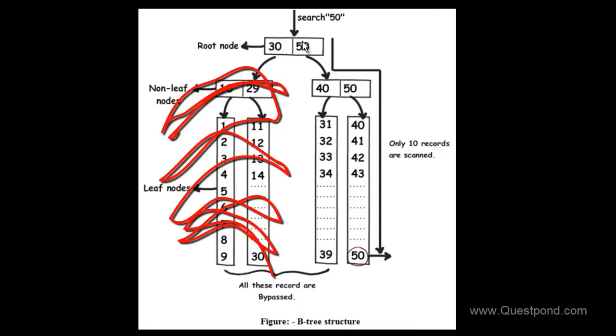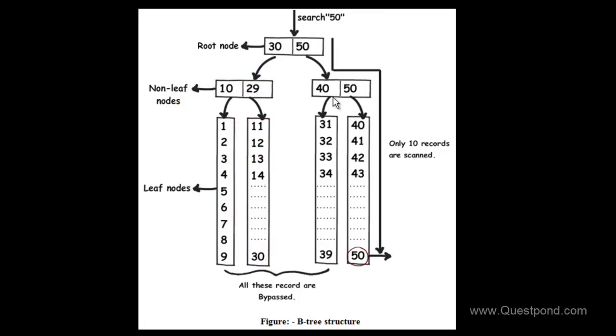It will then go to the next node here and say, okay, is 50 equal to 50 or less than 50? Yes, this criterion is met. It goes down below. Here in the non-leaf node, it asks, is 50 less than 40? No. It again bypasses this complete record scan from 31 to 39. And then it goes to 50 here, and here it browses sequentially. That means it only browses approximately 10 records until it reaches 50.